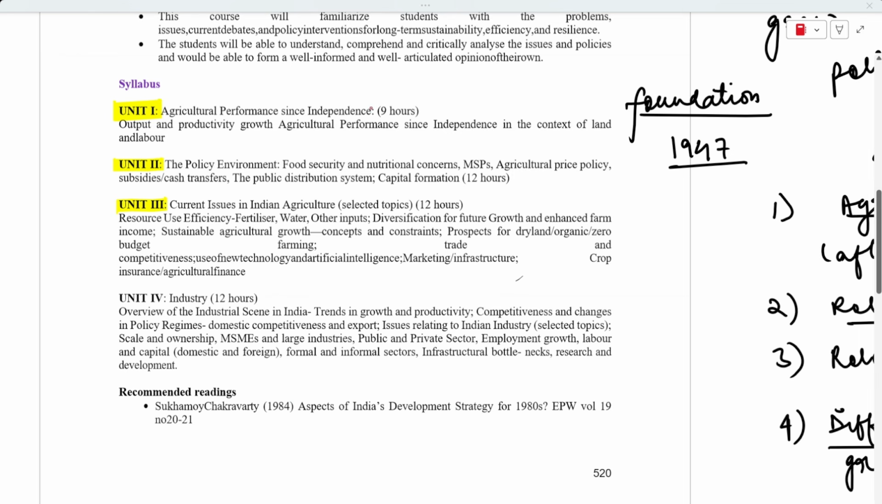Let's come to unit 3 then. So what is unit 3 about? Unit 3 is the current issues in Indian agriculture, as we can see. This is the most diverse unit. Why do we say it's the most diverse unit? Because this is where you look at what is happening in Indian agriculture right now. We'll discuss the current challenges and the current debates.